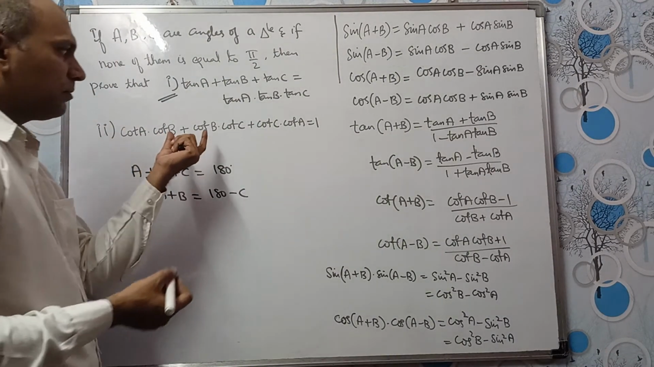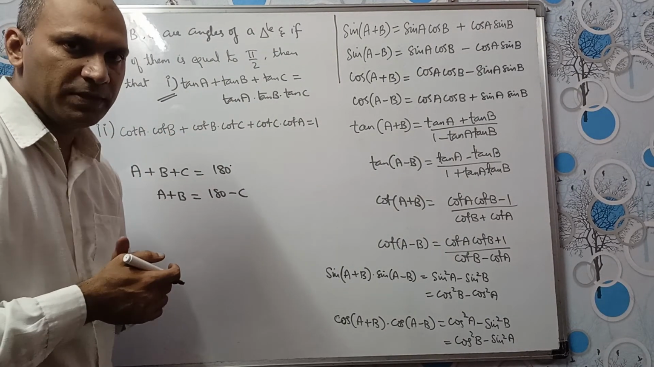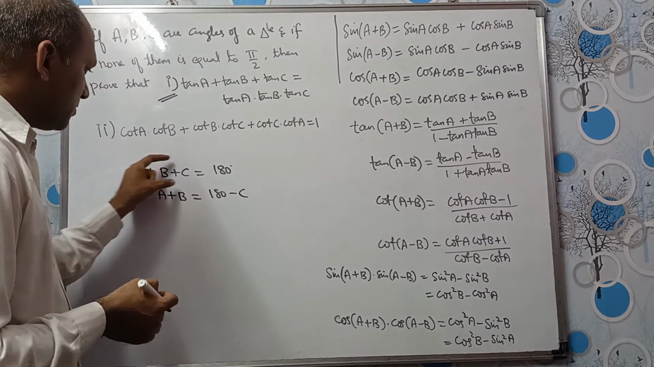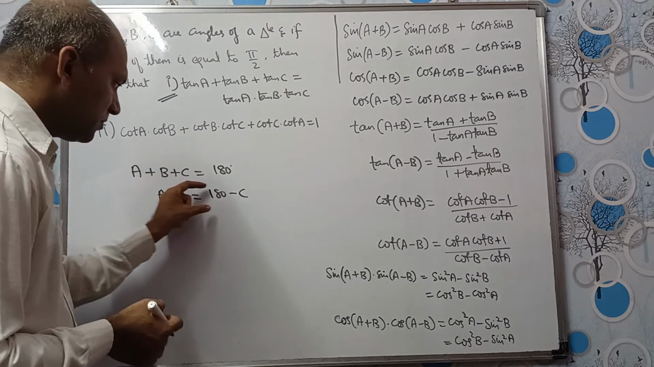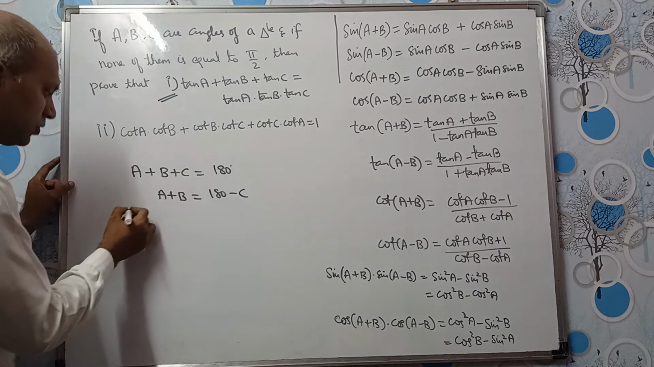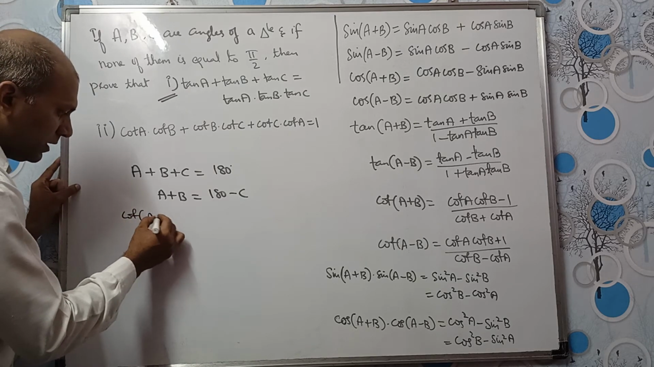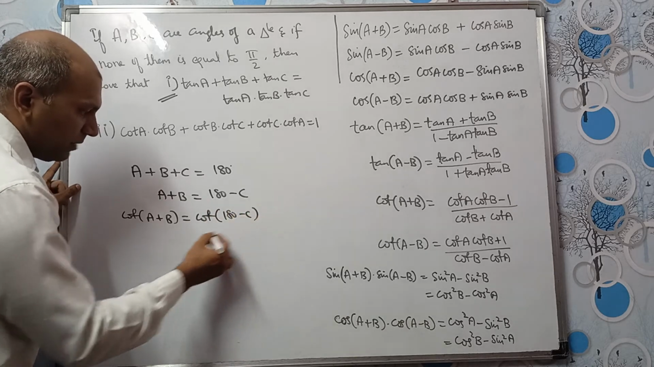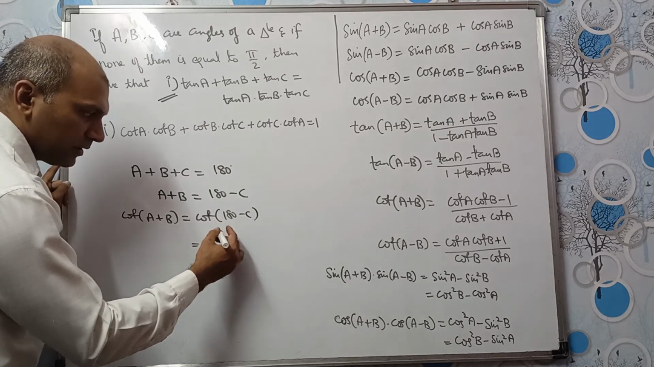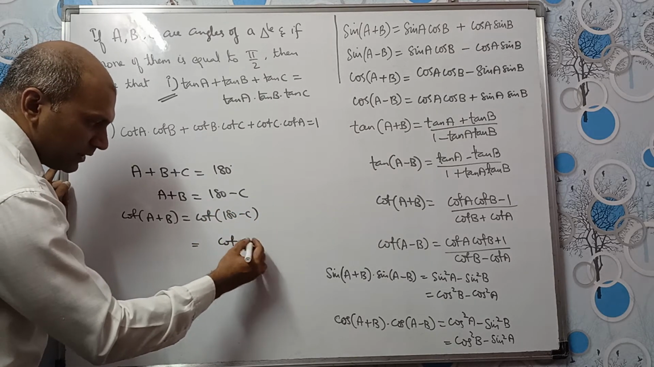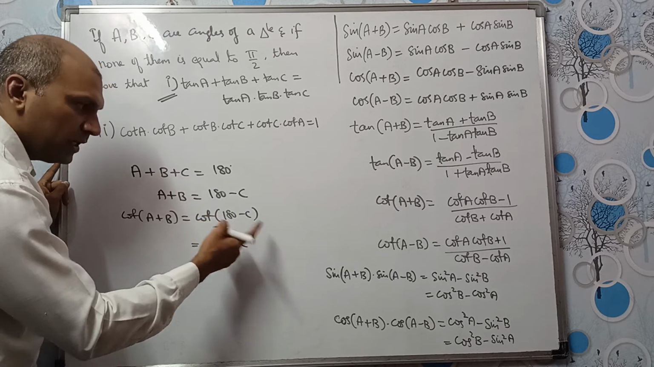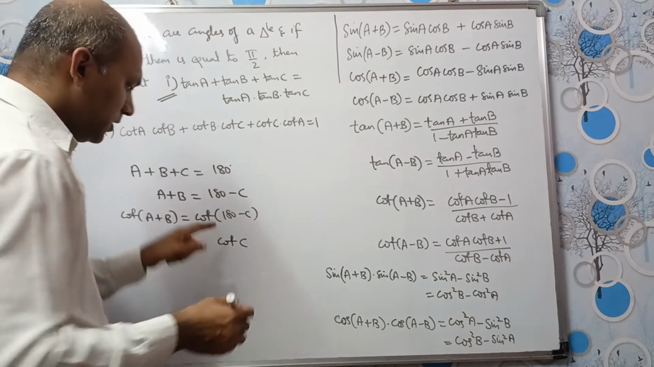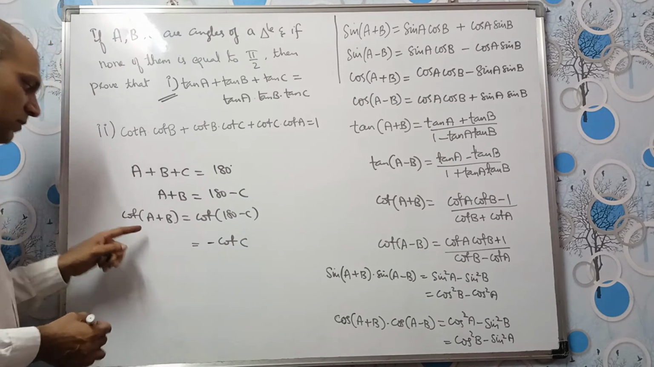Like I told you, there are many methods of solving a single problem in trigonometry, right? So A plus B plus C is 180. A plus B is 180 minus C. Now apply cot on both sides. So cot(A plus B) is equal to cot(180 minus C). At cot the ratios will not change, so it will be cot C only. But 180 minus C lies in the second quadrant, right? So cot is negative. So minus cot C will come here.